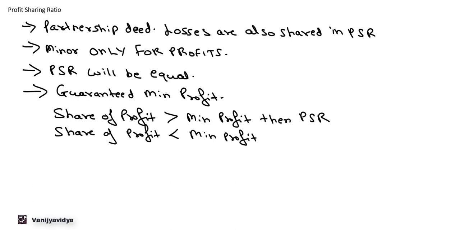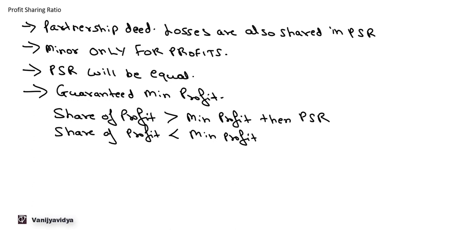And if there is a specific clause in the partnership deed that the deficiency has to be shared in some other ratio, or it has to be borne by a specific partner, then it will be borne in that ratio or by one or two of the partners depending on the partnership deed. If nothing is mentioned in the partnership deed, then this deficiency will be shared in profit sharing ratio by all other partners except the partner who has been guaranteed this minimum profit.